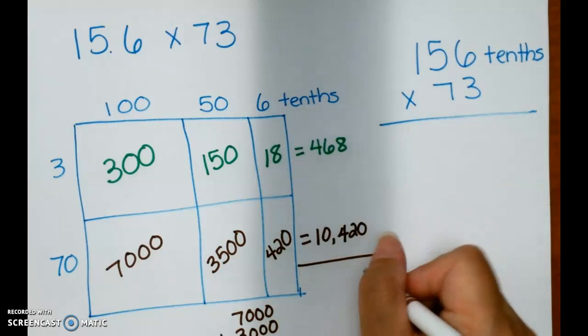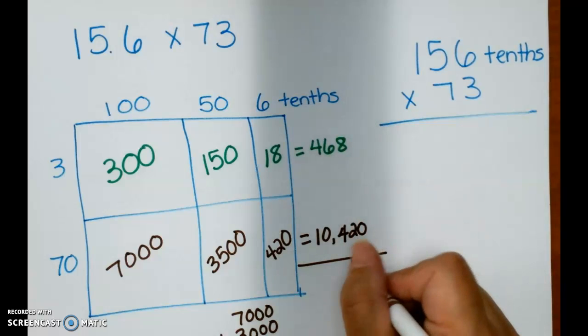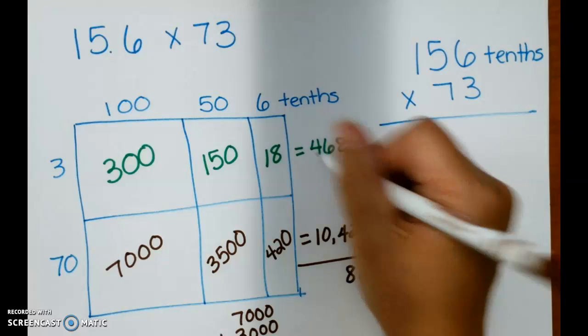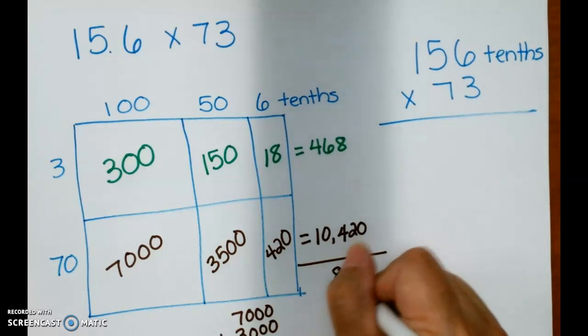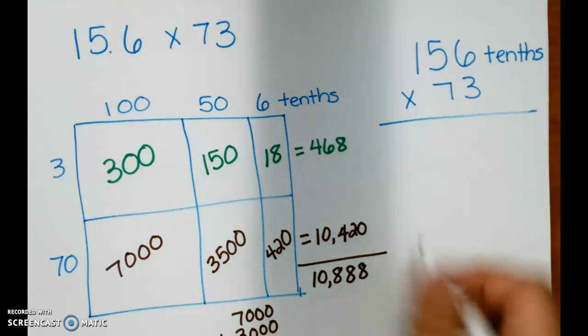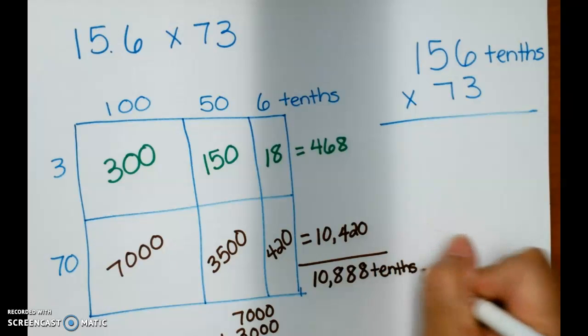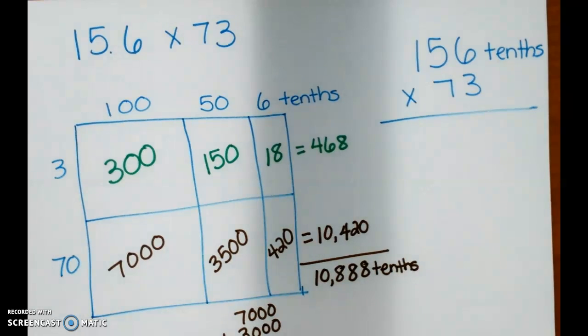8 plus 0 is 8. 6 plus 2 is also 8, and 4 plus 4 is also 8, and then I have my 10,000. So I have 10,888 tenths. My goodness, that's a huge number. All right, let's check out what happens when we do it in standard algorithm.